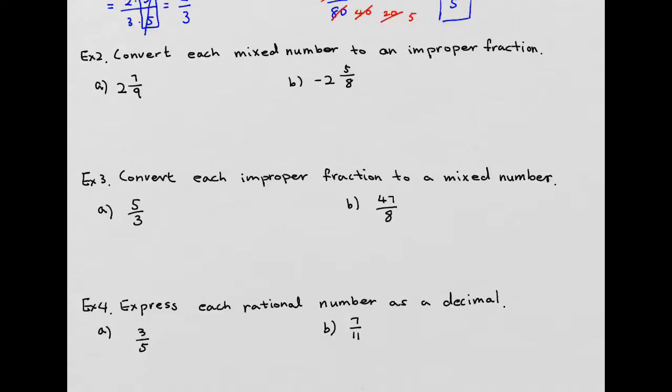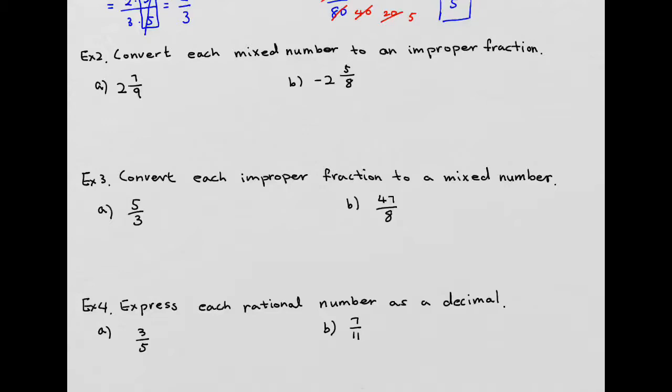Example 2, they want us to convert the mixed number into improper fractions. So what's a mixed number? A mixed number is when you have a whole number in front of a fraction, right? We call this a mixed number. An improper fraction is when you have a bigger number on the numerator. So how are we going to change mixed numbers to improper fractions?